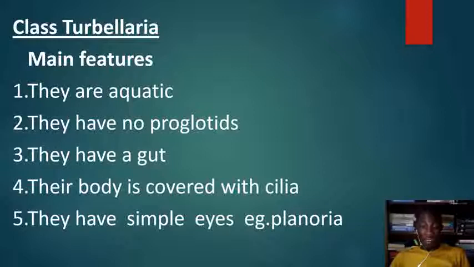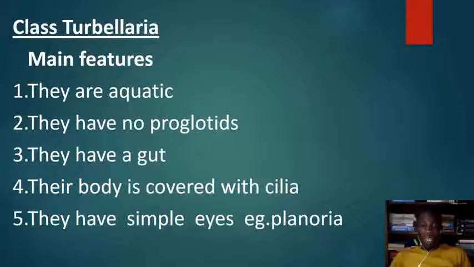Now in this class, their features include they have no proglottids. When I say proglottids, they are the segments in the strobila of a tapeworm that contains a complete sexually matured reproductive system. So that is the proglottid, which these organisms lack. Let's note it. Of course, they are also aquatic, meaning that they live in water habitat.